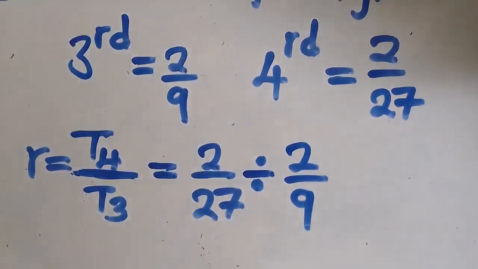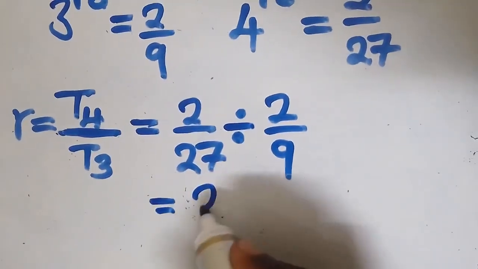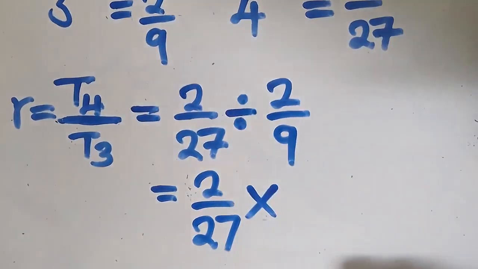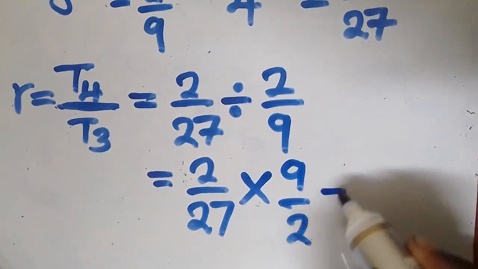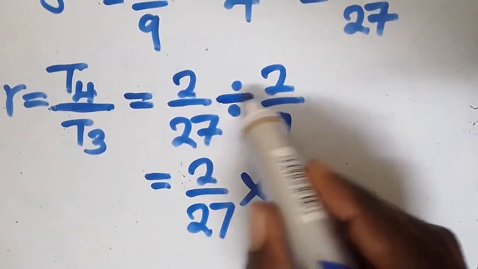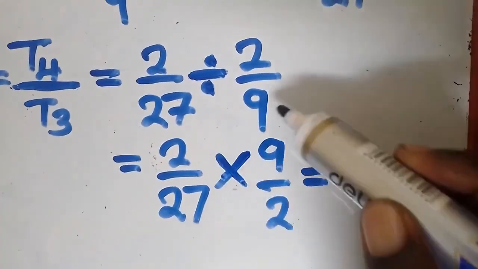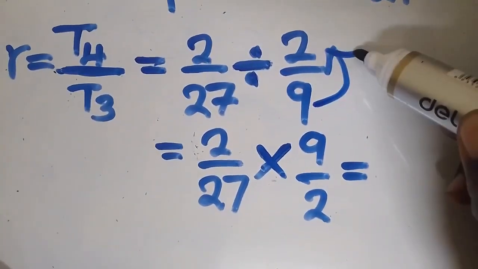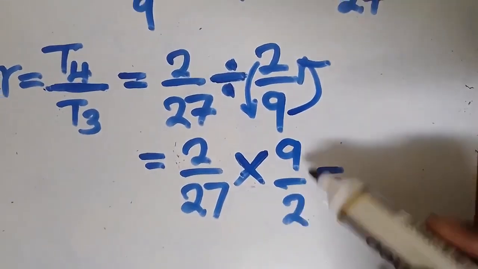So now, you work out this. How do you work out this? This is the same as 2/27 divided by 2/9. Division changes to times, then the 9 will go on top, then the 2 comes down. The symbol for division changes to multiplication. The one on your right-hand side goes on top, and the other one comes down. This is what I've just done here.